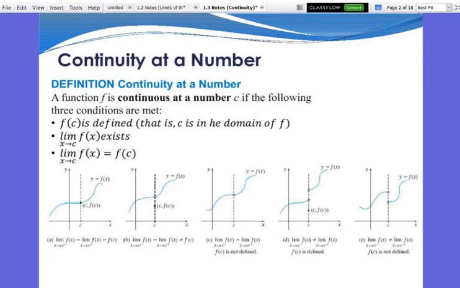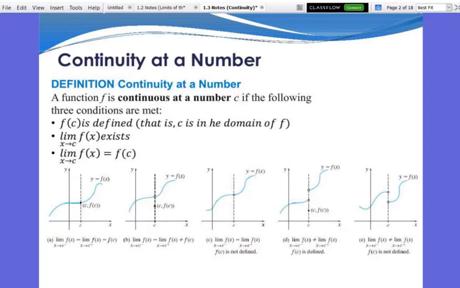So f of C is defined, that is, C is in the domain of f. So it has to be there, right? The limit as x approaches C of f of x exists. So if it exists, it's good, right? And the limit as x approaches C of f of x is equal to just f of C. So the limit is equal to the function. That's what that means.